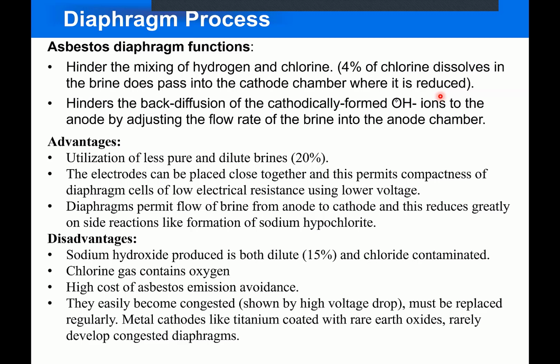And these asbestos separators become very easily congested, which hinders the flow and affects the voltage of the cell. So they must be replaced regularly, but this problem can be overcome at least partially by using metal cathodes like titanium coated with rare earth oxides to avoid that congestion problem.